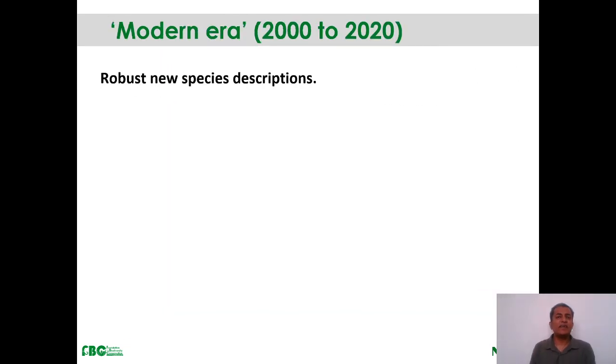This particular era has a robust new species description. What I mean by robust is they are looking at new species descriptions to finer details. They are trying to look at multiple characters, describing them in greater details. That's what I mean.